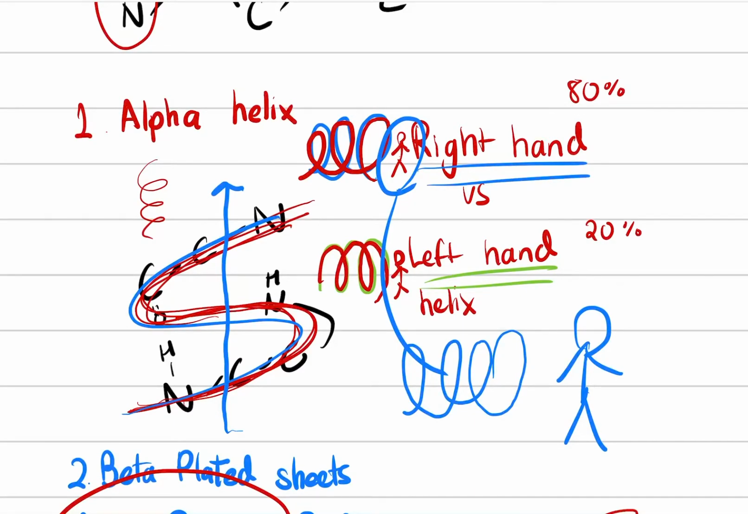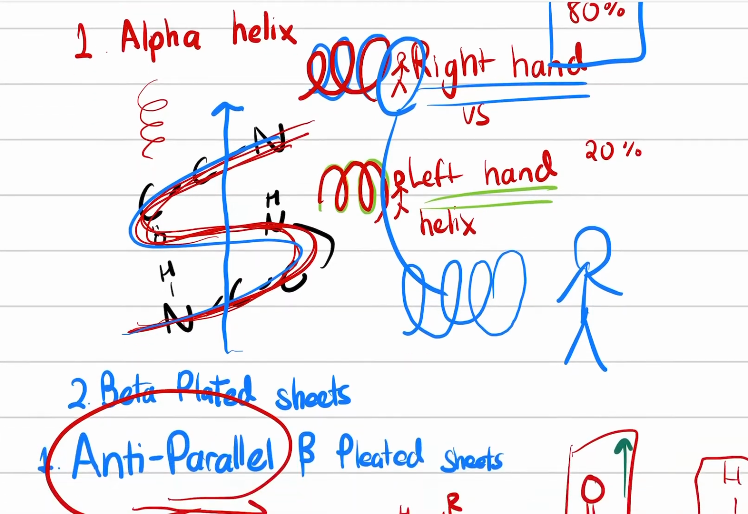And we want to mention real fast that the right-hand alpha helix is more present in nature than the left-hand, and the whole reason is because the right hand is more chemically stable than the left hand.